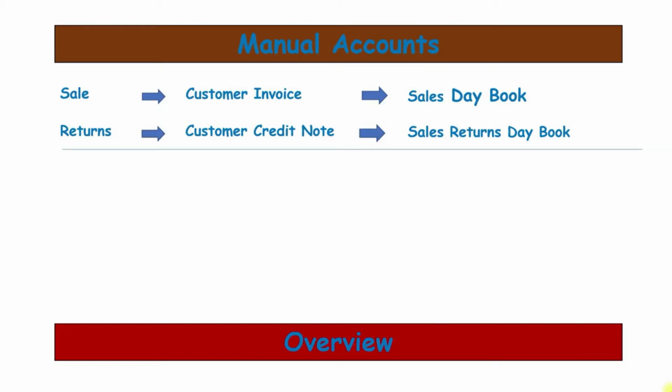When we purchase a product on credit, instead of making a payment we will be issued with a supplier invoice. This is documented in the Purchases Day book.